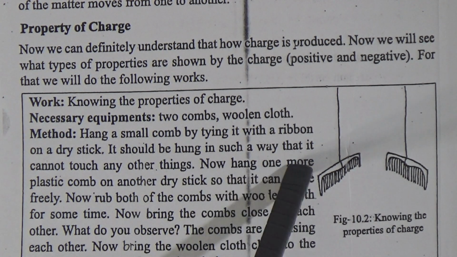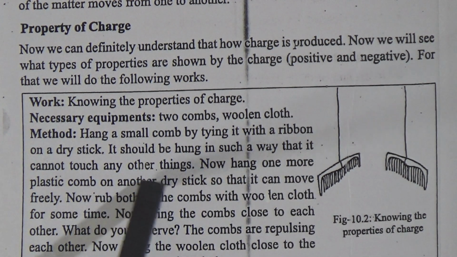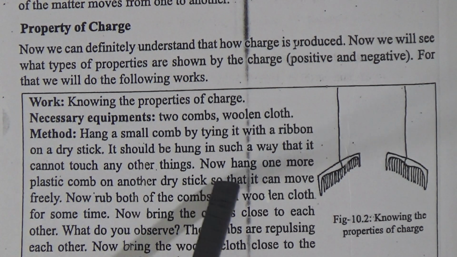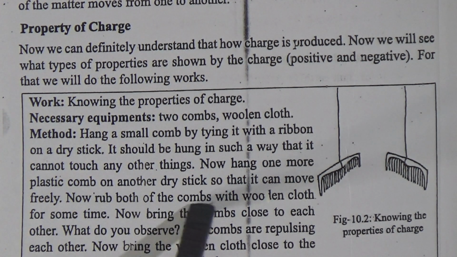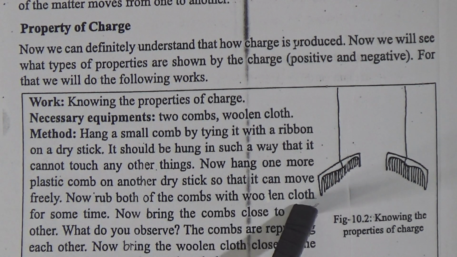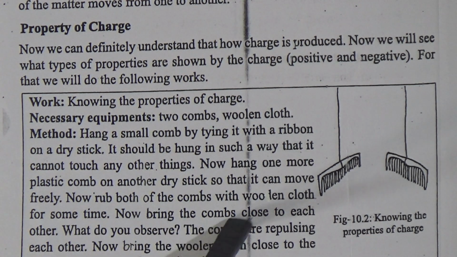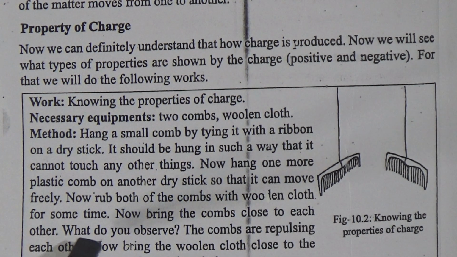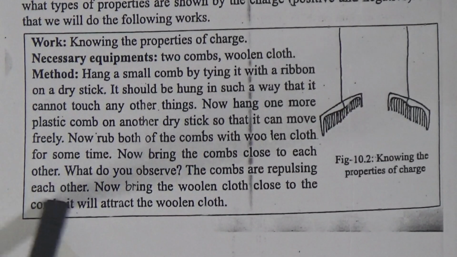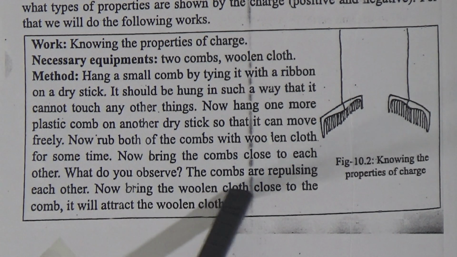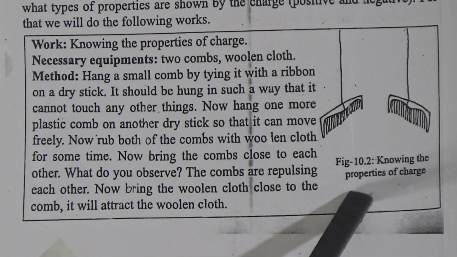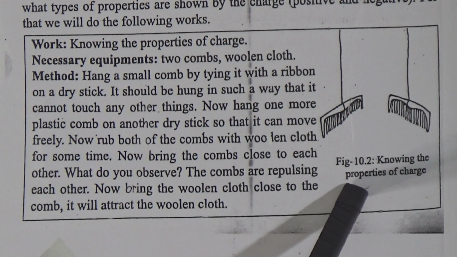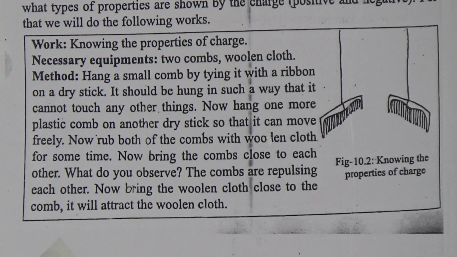Now, hang one more plastic comb on another dry stick so that it can move freely. Now, rub both the combs with woolen cloth for some time. Now, bring the combs close to each other. What do you observe? The combs are repulsing each other. Now, bring the woolen cloth close to the comb. It will attract the woolen cloth. This is a very easy experiment you can do at your home.